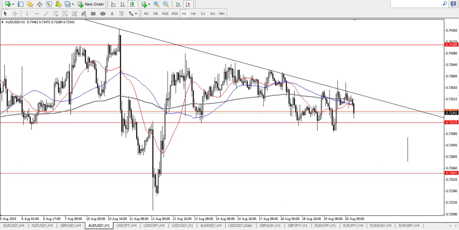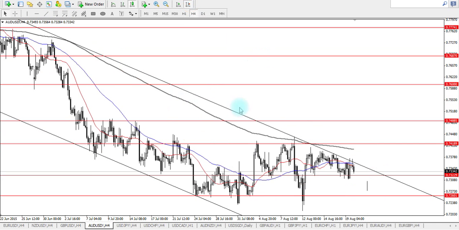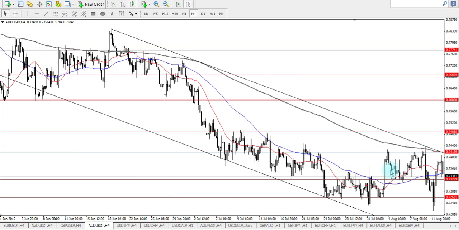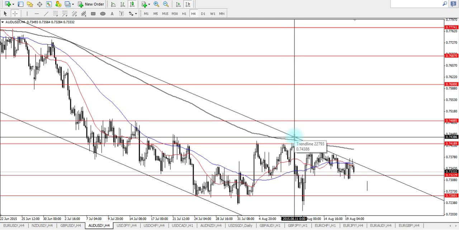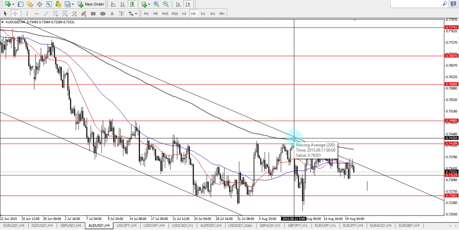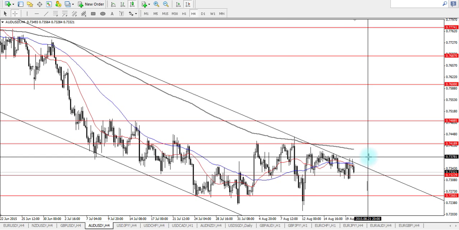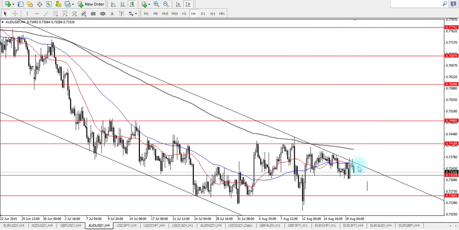Next, we have the Aussie against US dollar. Currently, price is seen registered at the top of a falling trend channel. It has been happening since the 11th of August, so that has been about close to 2 weeks, and we are still seeing price resisted at the top of the falling trend channel, and we are expecting price to fall further from here.